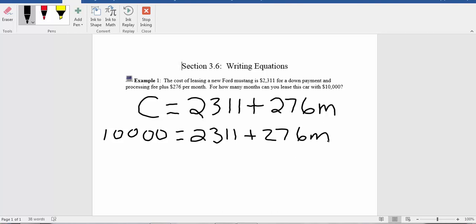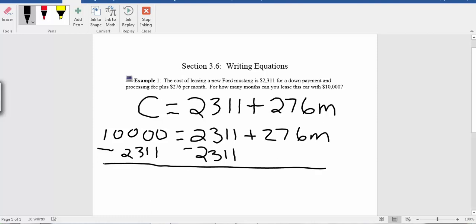Now we're going to begin by subtracting the 2311 from both sides, and that's because it's a positive number. When we take 10,000 and we subtract 2311, we get 7,689. The 2311 and then minus 2311, those cancel each other out, and that's what we want to happen. So all that's left on the right-hand side when we're solving this equation is the 276m.